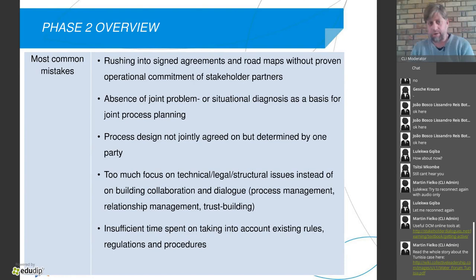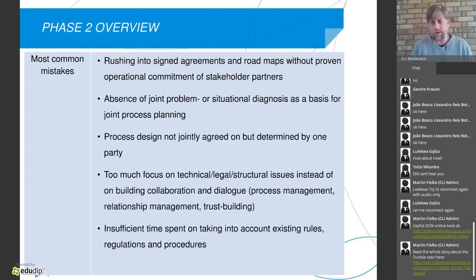Some mistakes that happen in phase two. Oftentimes, and I think we've all seen this happen with multi-stakeholder initiatives, people rush to move forwards before they're really ready, before they've established the relational groundwork for collaborating together effectively. I think that happens quite frequently. People rush into agreements without the operational commitment of the partners. Sometimes there's an absence of a joint problem or situational diagnosis. The design of the process might not have been done in an inclusive or participatory manner.